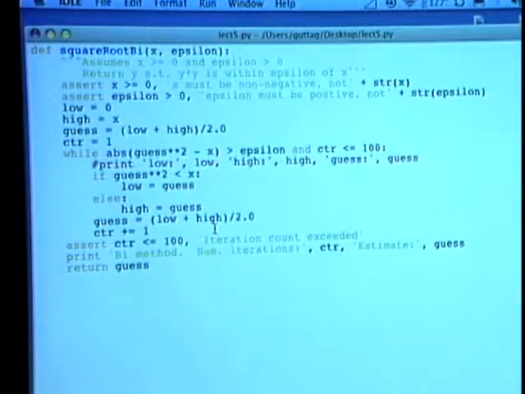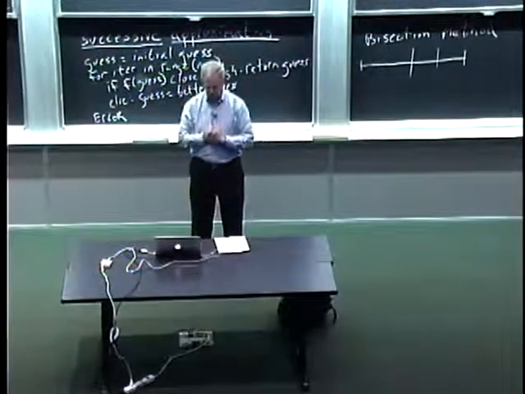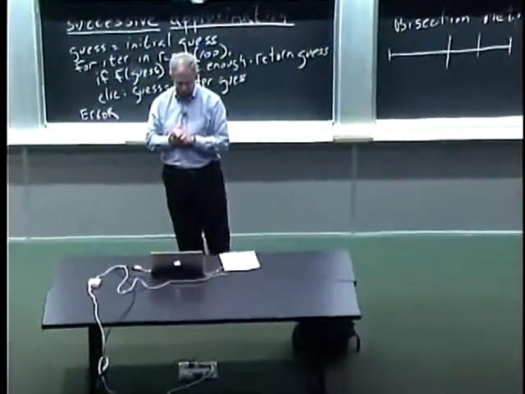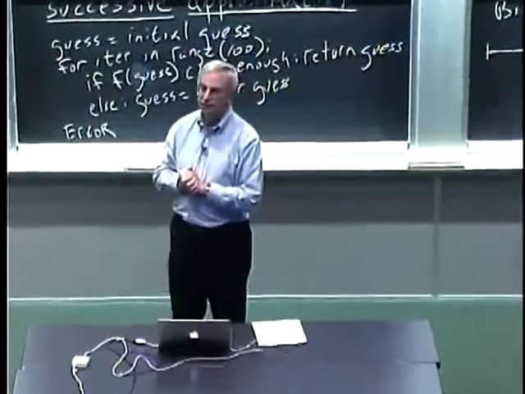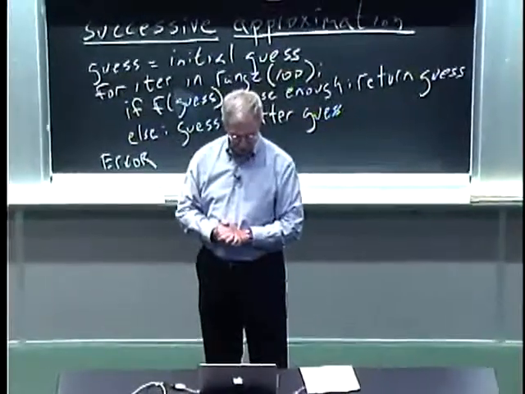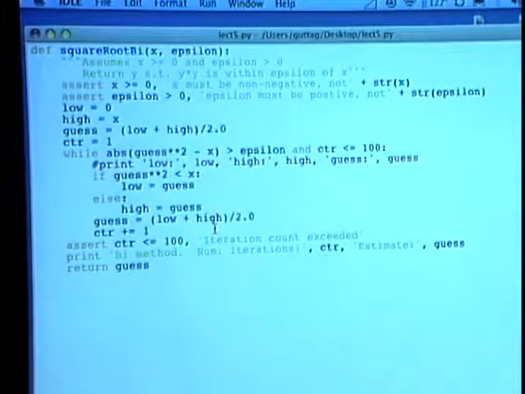And we're here. We know the guess wasn't good enough. So I now say, if the guess squared was less than x, then I will change the low bound to be the guess. Otherwise, I'll change the high bound to be the guess. So I move either the low bound or the high bound. Either way, I'm cutting the search space in half each step. I'll get my new guess, I'll increment my counter, and off I go.